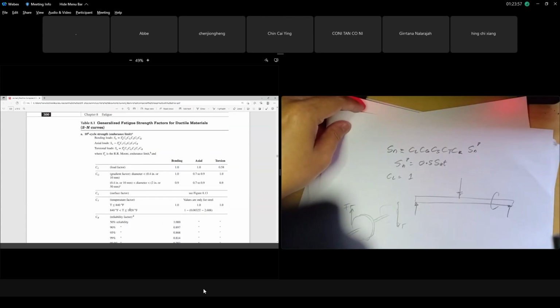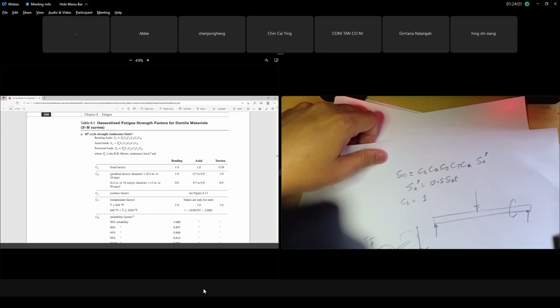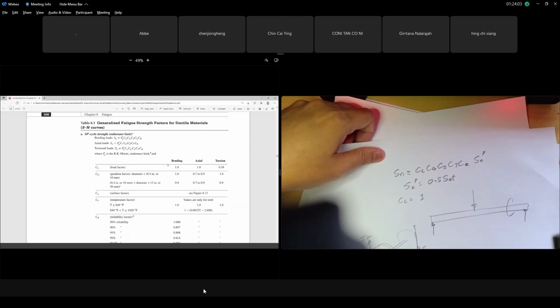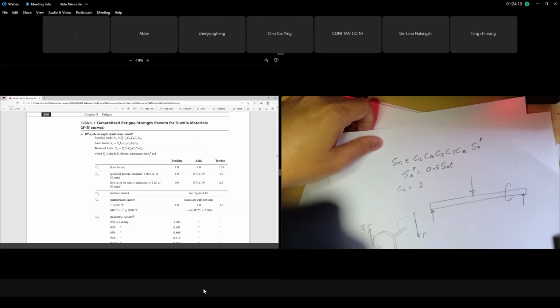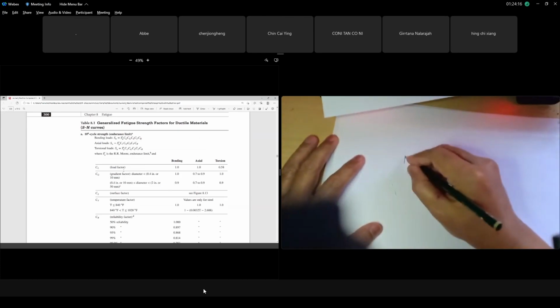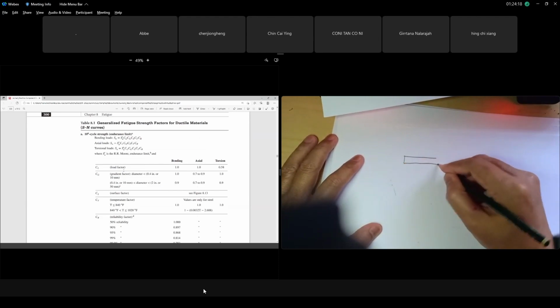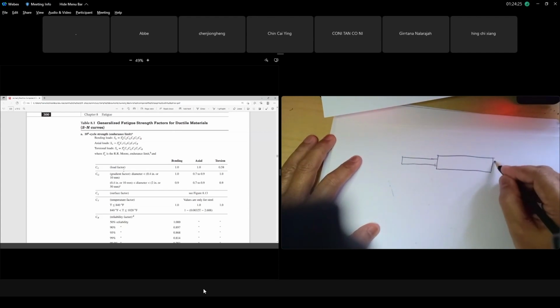CG is the gradient factor. CG, can you see table 8.1? Guys, are you watching table 8.1? Okay, CG is the size factor. The shaft that you are analyzing, be careful. Normally in your analysis and assignment later, when you go for fatigue, your shaft is no longer a plain diameter, guys.